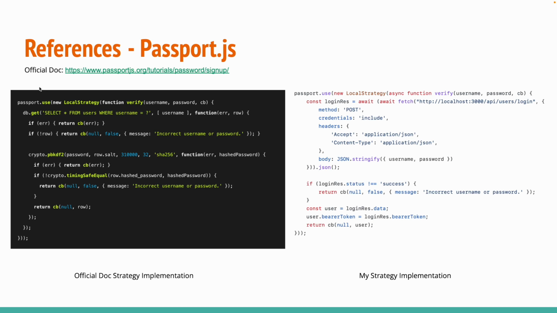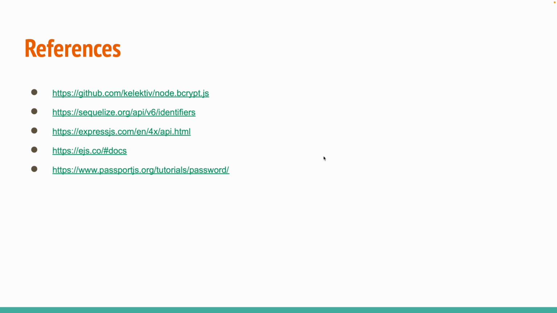Then I also followed one simple documentation to implement user authentication. The official documentation uses raw SQL and a crypto library to encrypt the password. It's pretty manual, but on my end, since I already implemented the API, my implementation is entirely different from theirs. Mine uses the RESTful API to get the login response. If it's not a success, then we display the error message. Otherwise, we proceed to log the user into the application. And here are all the references that I used for this pre-assignment.